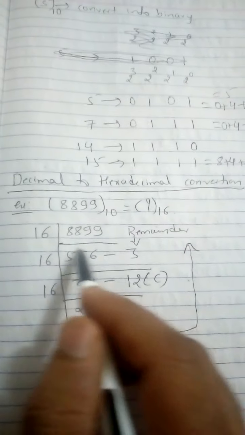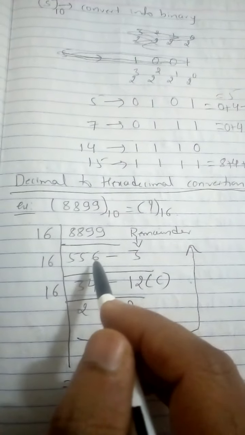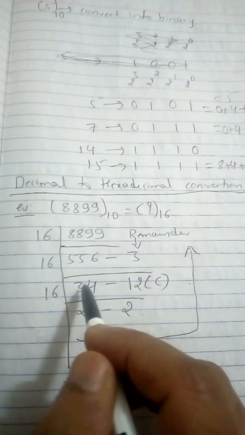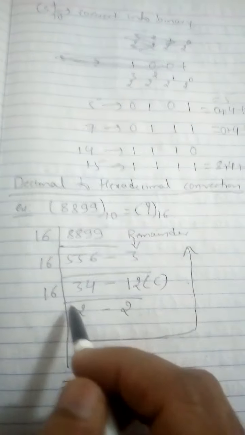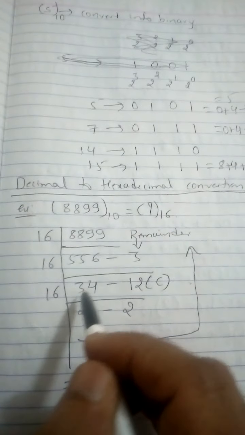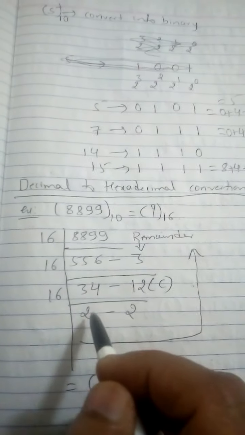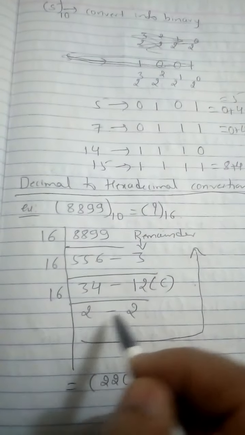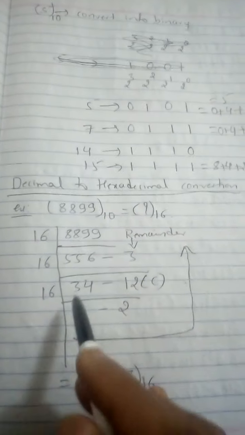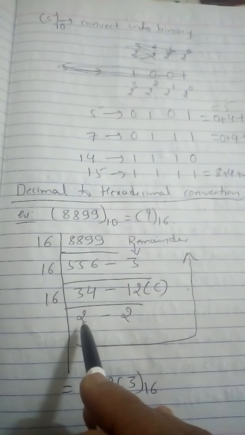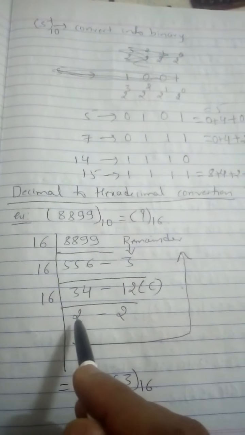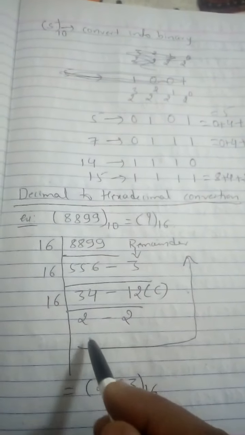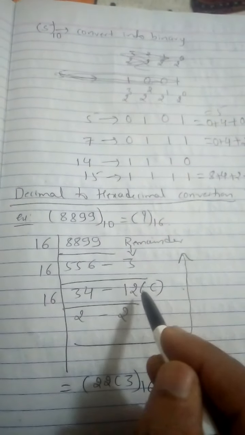Again I need to divide this number 556 by 16. I'm getting the answer as 34. Remainder is 12. Again I need to divide this 34. Still I can do this by 16. Then I'm getting answer as 2, remainder as 2. Now I can stop at this point because I cannot divide further, like I can't divide 2 by 16. So the answer would be like 2, 2, 12, 3.